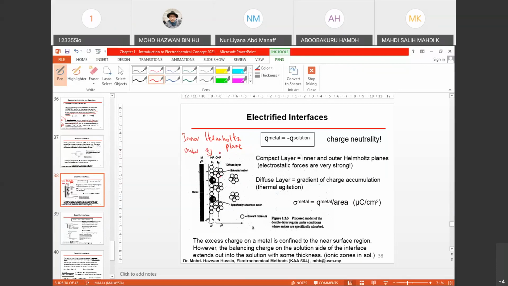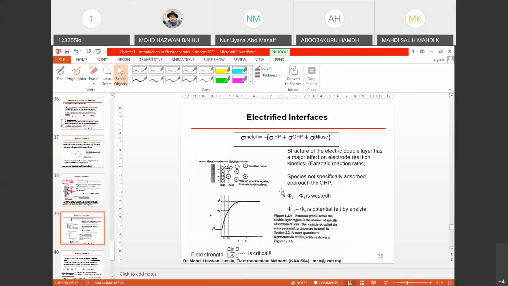Electrostatic interaction occurs over here. After that, the interaction is on diffusion. That's why you have a compact layer and also a diffuse layer. Compact layer means that the inner Helmholtz and outer Helmholtz planes are from electrostatic forces and are very strong. Diffuse layer is a gradient change of charge accumulation due to thermal agitation.